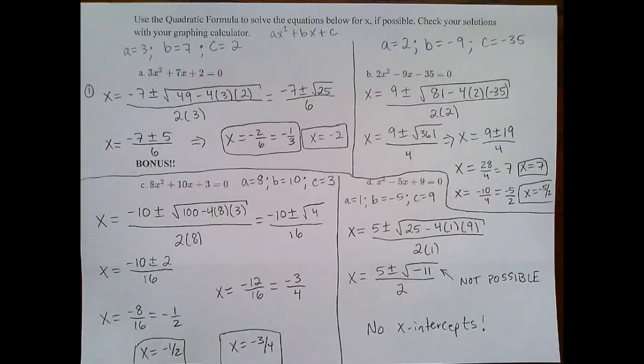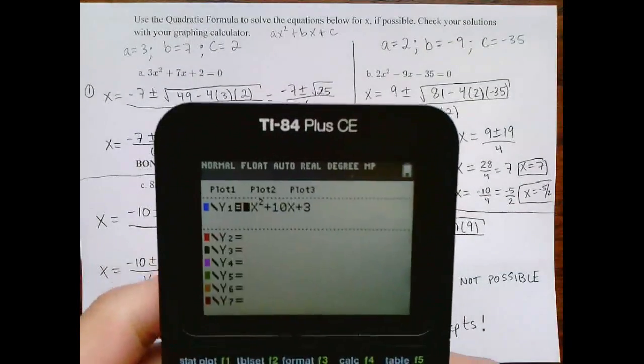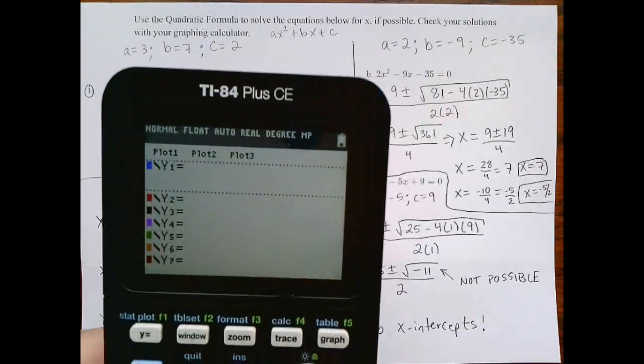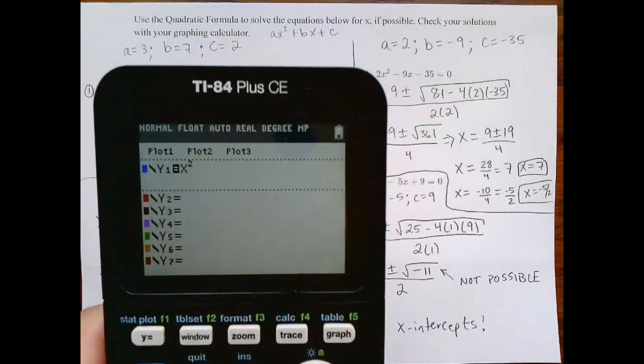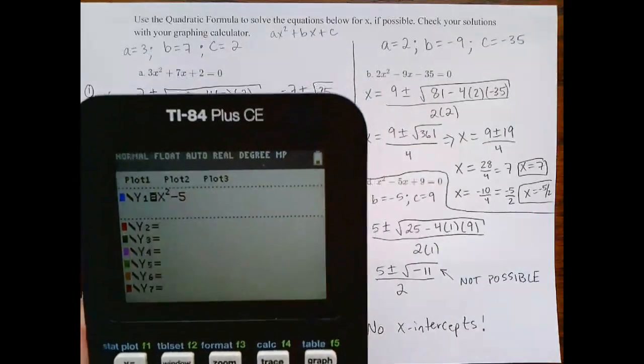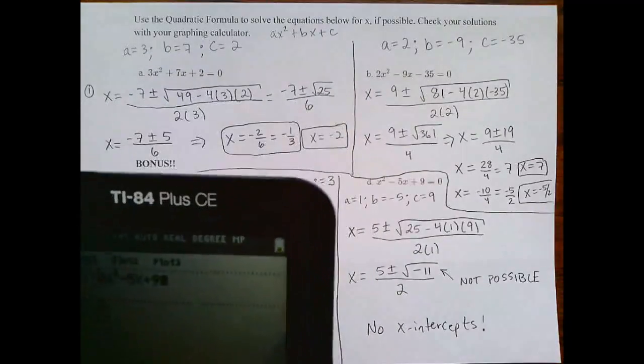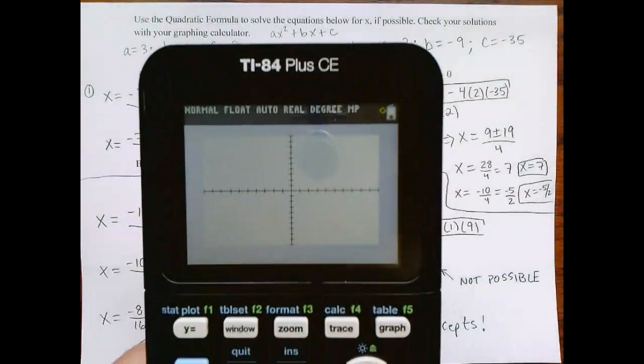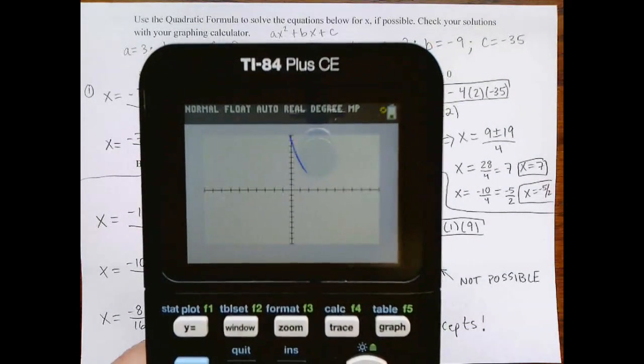Let's just check with our graphing calculator. If a parabola doesn't have any x-intercepts, should it be able to hit the x-axis? No. If it doesn't have x-intercepts, it shouldn't hit the x-axis. So let's graph and check. So we'll clear off the one that we had in there. So how about here? x squared minus 5x plus 9. We'll hit graph. Let's see. Does the parabola hit the x-axis?